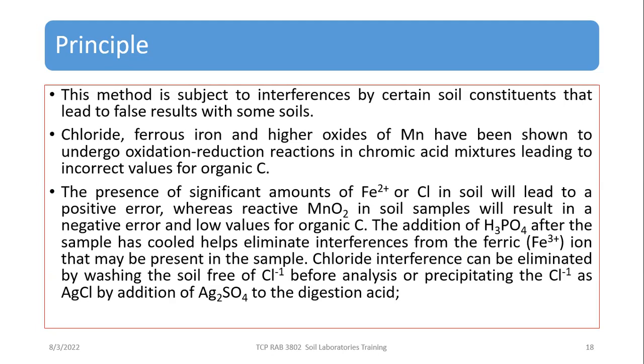Therefore, the addition of phosphoric acid after the sample has cooled helps eliminate interference from ferric ion. And the chloride interference can be eliminated by washing the soil free of chloride before analysis, or precipitating the chloride as AgCl by addition of silver sulfate to the digestion acid.